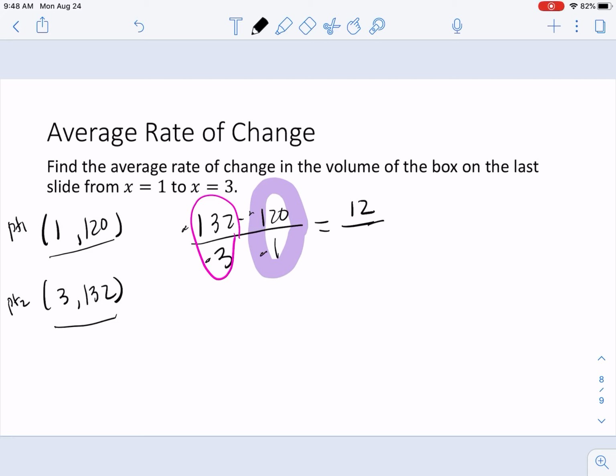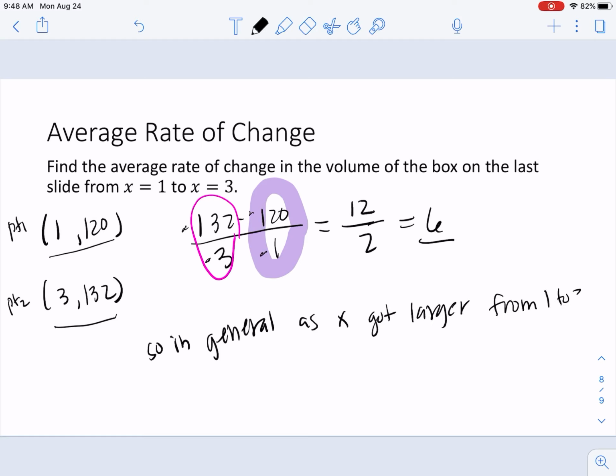So 132 minus 120 was 12. We did that. 3 minus 1 is 2, which equals 6. So my average rate of change is 6. You would want to put in your units there, but because the units here are kind of weird and long, we're going to leave it as that. We will say that it's positive. So in general, as x got larger from 1 to 3, the volume increased. So once again, that's average rate of change. You're just taking the slope of the line that connects the 2 points.